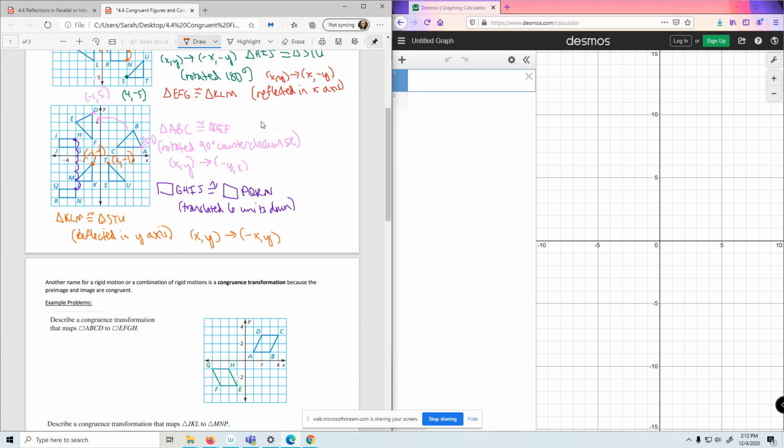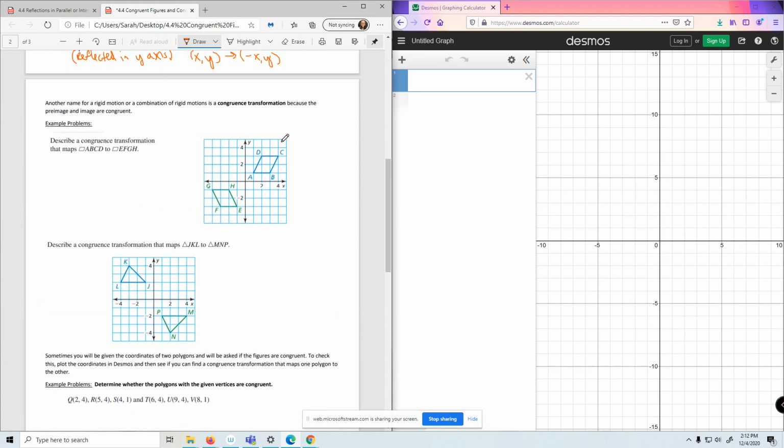It is possible to have sets of figures that aren't congruent. If you see something where you don't have the same action happening for every single part of the shape, that means they're not congruent. Another name for rigid motion or combination of rigid motions is congruence transformations. So instead of saying find the rigid motion that gets us from one thing to the next, we can say find the congruence transformation that gets us from one thing to the next. We call it a congruence transformation because your starting image, your pre-image, and your ending picture, your image, are congruent.